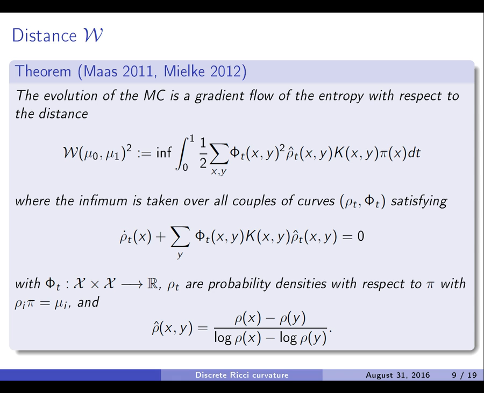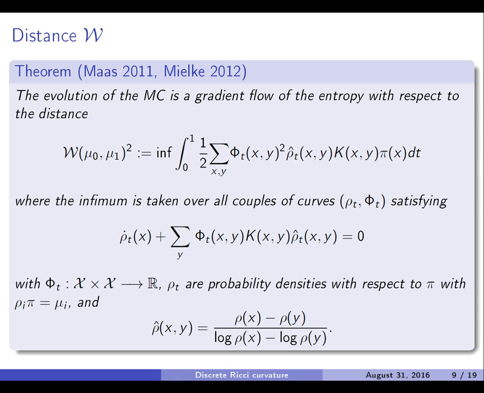So essentially what they did is they mimicked the Benamou-Brenier formula to try to build a distance so that when you then take the gradient of the entropy with respect to that distance, you end up exactly with the evolution of the law of the Markov chain, which is known.